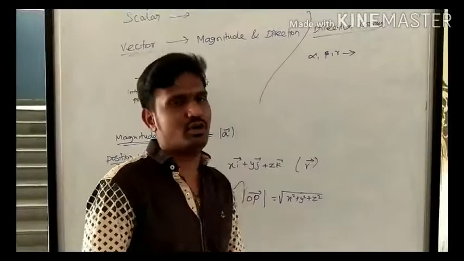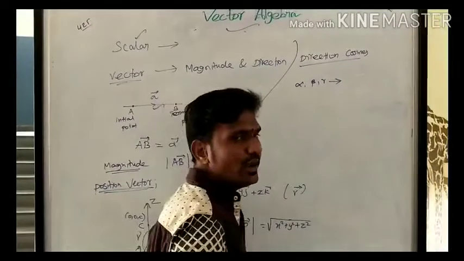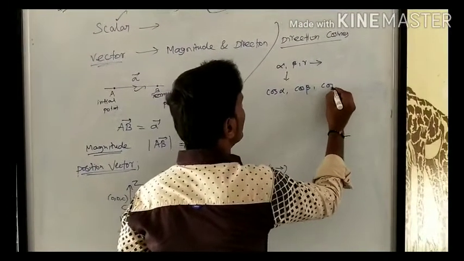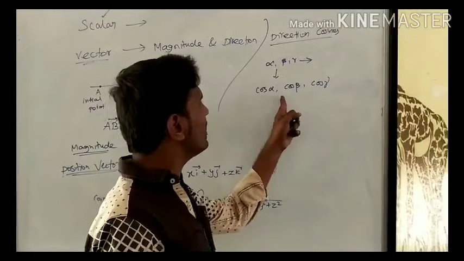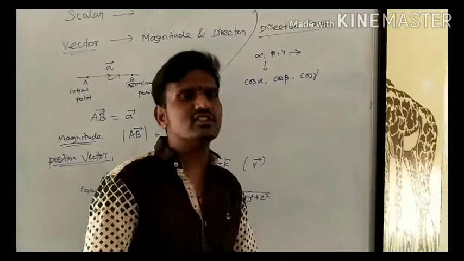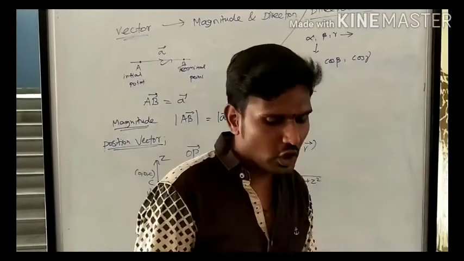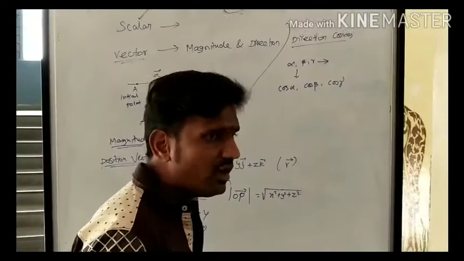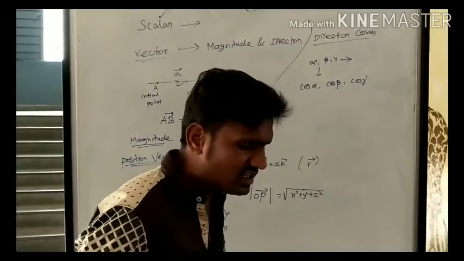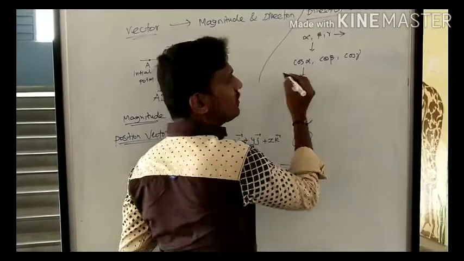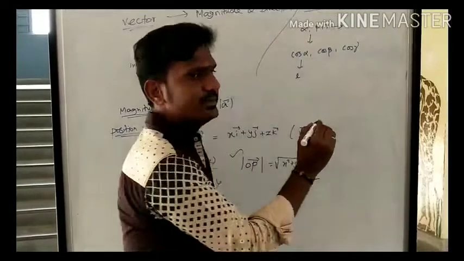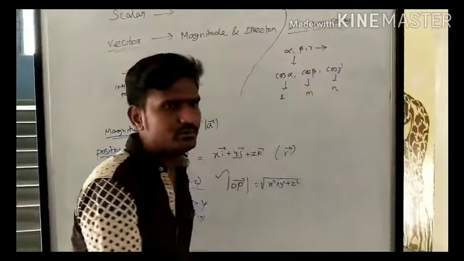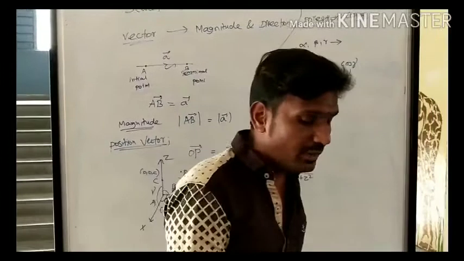The positive angle. So this positive angle we are going to mention by the cosine. It will come as cos alpha, cos beta, cos gamma. So these three things are called direction cosines. Okay, now see. The direction angles, already I told you, are alpha, beta, gamma. Now the direction cosines are cos alpha, cos beta, cos gamma. So cos alpha we mention by small l, cos beta by small m, and cos gamma by small n. So these are the direction cosines.